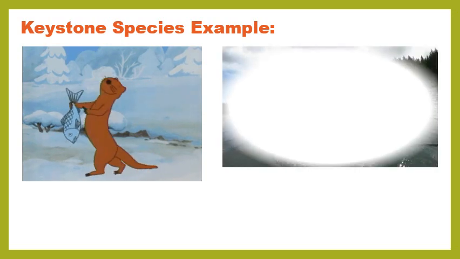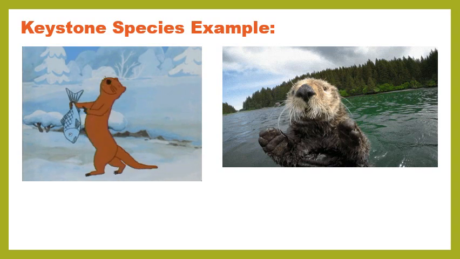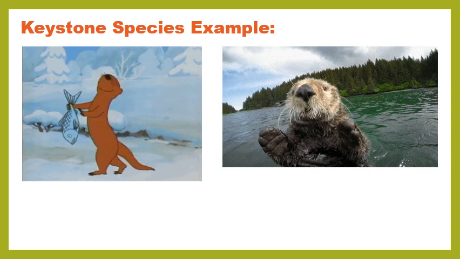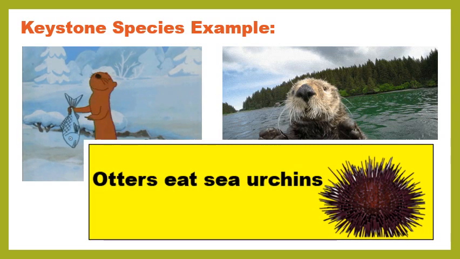Let me give you an example of a keystone species, and this example is going to be an otter. Why an otter? Is it because they're adorable? Well, yes, they are adorable, but that's not the reason why they are a keystone species. But look at that face. The reason they are considered a keystone species is because they like to munch on something called a sea urchin.